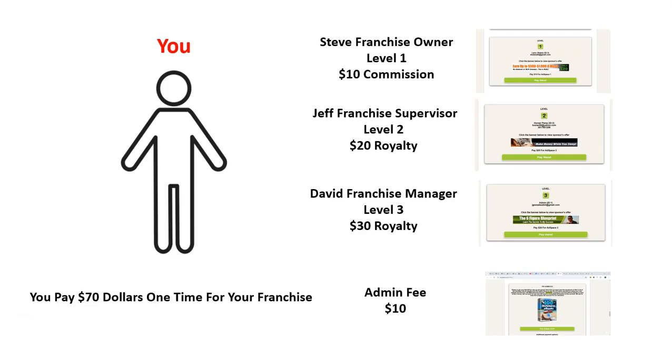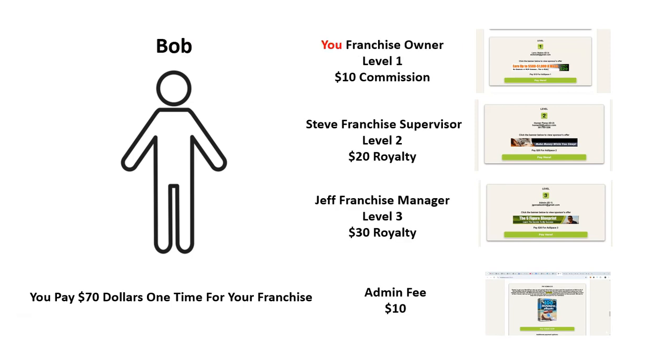Now, when you join, this is what happens, right? So you join, you pay $70 one time. So Steve is your sponsor, right? Steve is in first position, level 1. So you're going to pay Steve a $10 commission. You're going to pay Jeff a $20 royalty. You're going to pay David a $30 royalty, and you're going to pay a $10 admin fee to admin. All right, so that's the $70. Okay, when you do that, you get your franchise page, your website page. So that puts you in the first position.